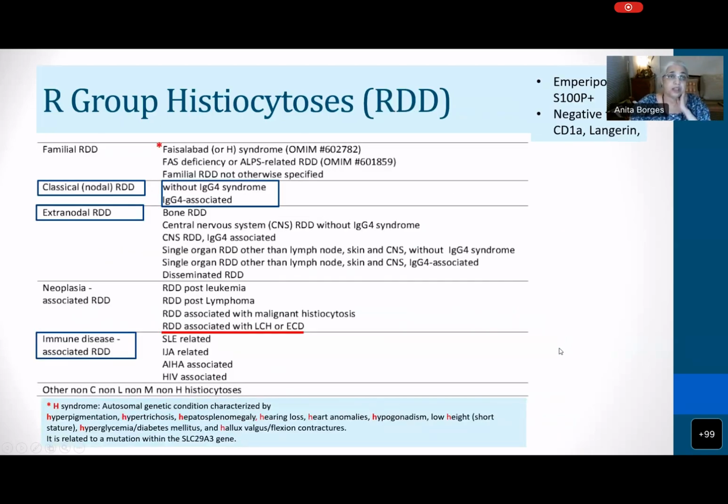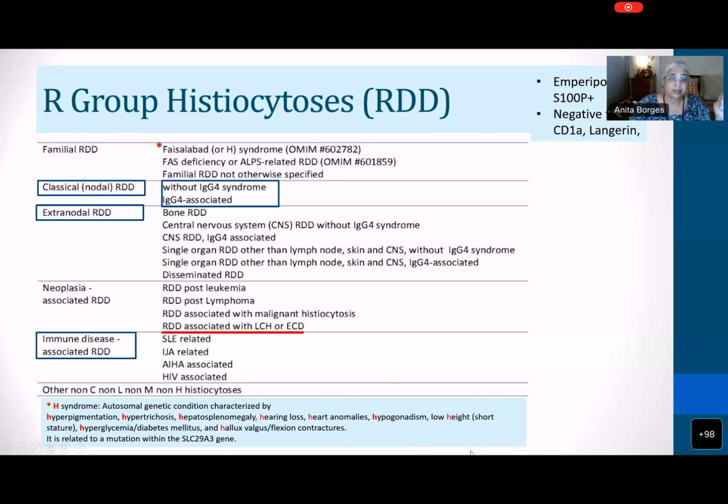Then we come to the R group histiocytosis, which, as I told you, is now called Rosai-Dorfman-Destombes disease, and you spell Destombes with the silent letters. That's the funny French way of pronouncing, where you don't pronounce every letter. So that's Rosai-Dorfman-Destombes disease, and we know how we identify it: emperipolesis, strong S100 protein positivity in the histiocytes, and negative for CD1a and Langerhans markers.